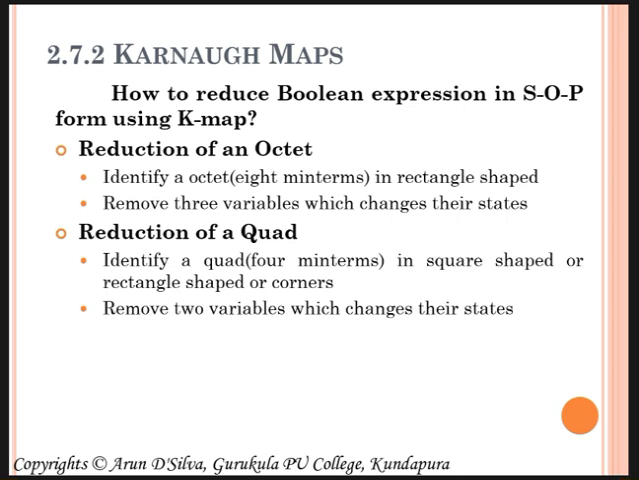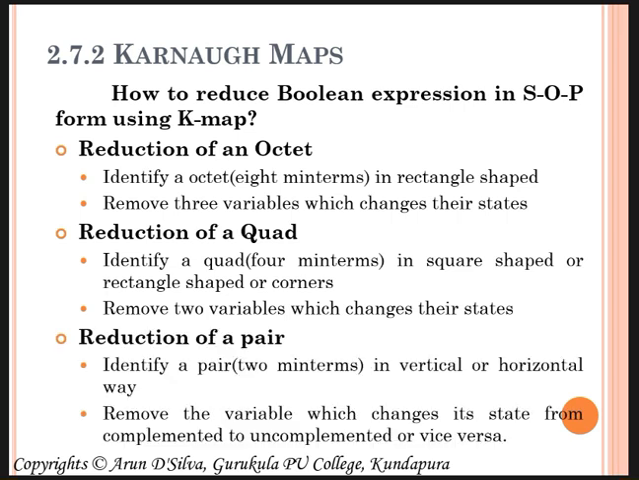Reduction of a quad. Identify a quad, that means 4 min terms in a square shape or a rectangle shape or the 4 corners of the K-map. Now from here, 2 variables which change their states have to be removed. If ABCD are there, then maybe AB is removed, or AC is removed, or BD will be retained, or CD will be retained, or AB will be retained with their status.